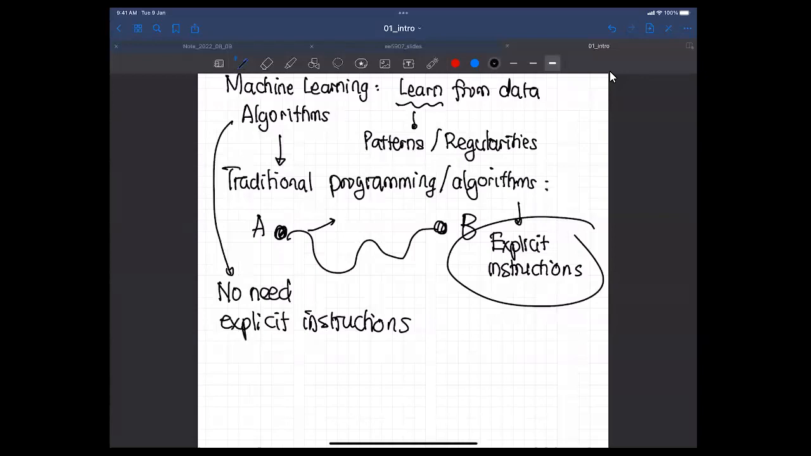Exactly. Because of the complexity of the data. What do you mean by the complexity of the data? Can you explain a bit more? Yeah, can you give an exact example? Right, yeah. Math can be complex.